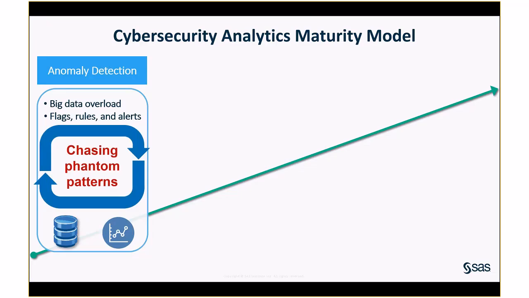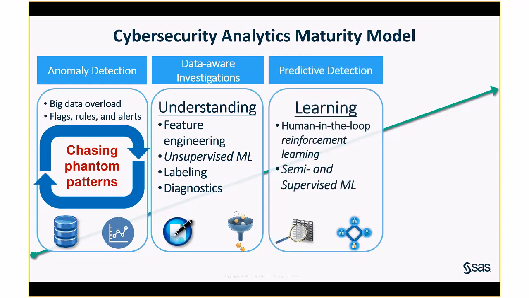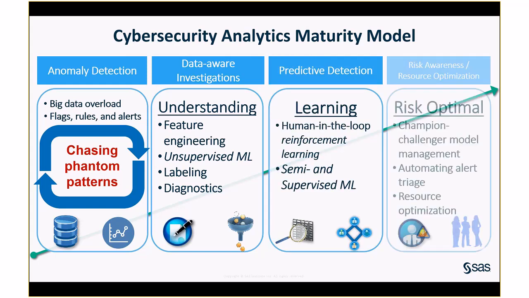So I mentioned earlier that many organizations get trapped in this cycle of chasing phantom patterns. Our advocacy is that if you do the data engineering and the discovery, you can then do detection. And not only that, once you're doing effective detection, you can optimize resources and investigations and start working towards a risk optimal solution for managing cybersecurity security operations.